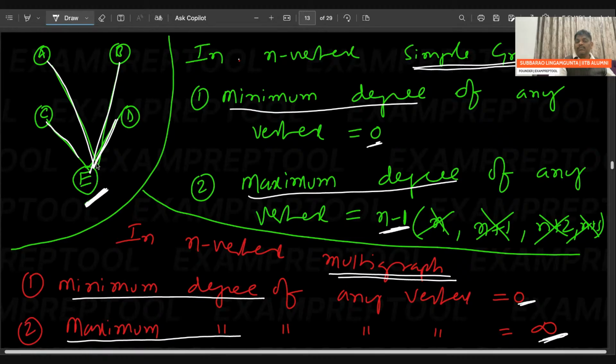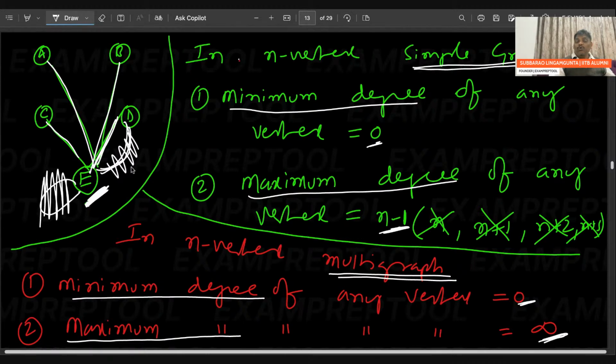Suppose if anyone says 5, he may be connected to himself, then it is a self loop. Self loop means it is not a simple graph. Next, he may be connected to another person one more time. It is called a parallel edge. So that is the reason.